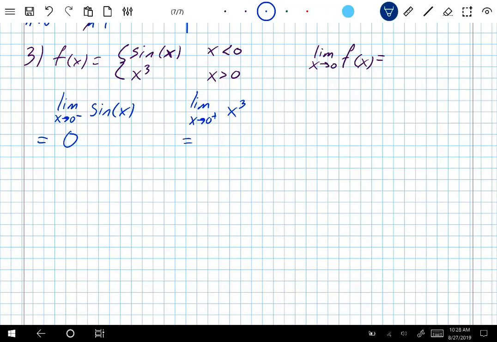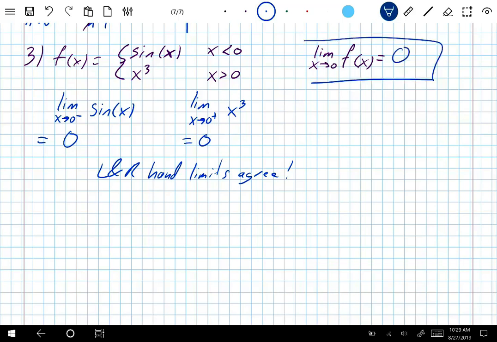Okay, this one we actually have from a limit law. We can just plug into x cubed. It's also a polynomial, so this is 0. Our left and right hand limits, they agree. So if the left and the right agree, then the limit exists, and in fact it is the same as the left and the right. And so we get this beautiful answer here.